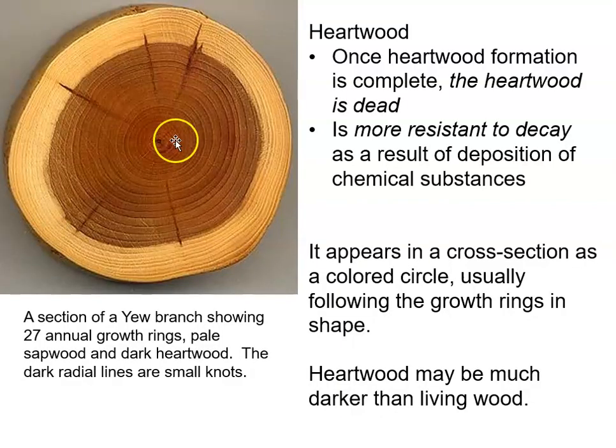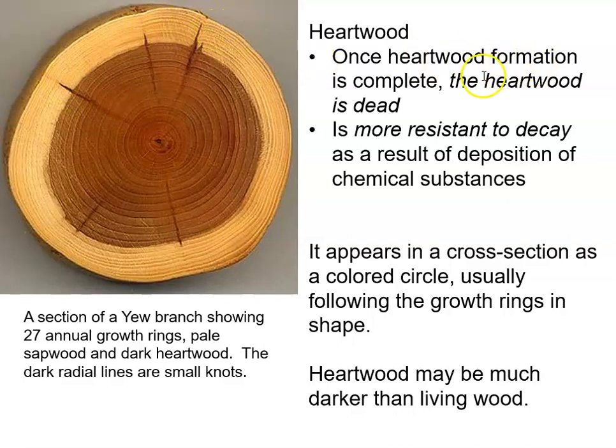And then the heartwood in the center here. And here's a section of a yew branch showing 27 annual growth rings. The pale sapwood and the dark heartwood are very clear. And then the dark radial lines are small knots, and we'll see more about those soon. So this is where the tree branches were coming out.